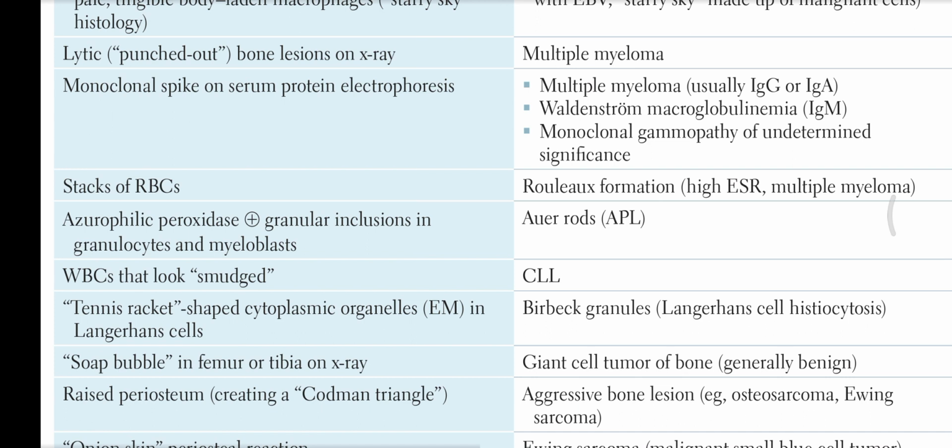Stacks of RBCs, that is rouleaux formation. It is due to high ESR, seen in multiple myeloma.